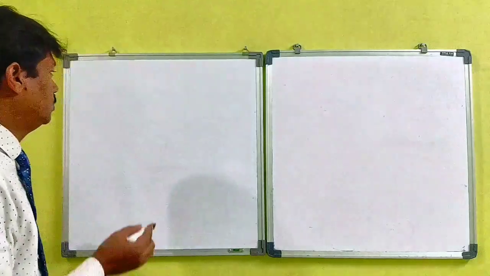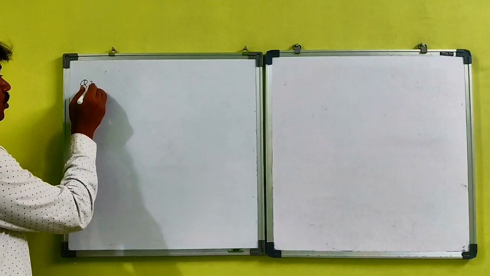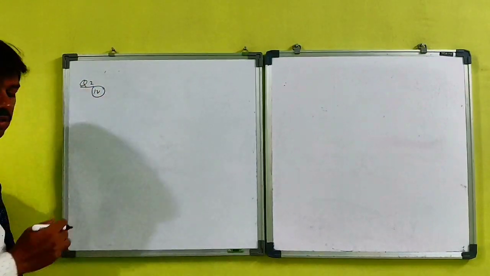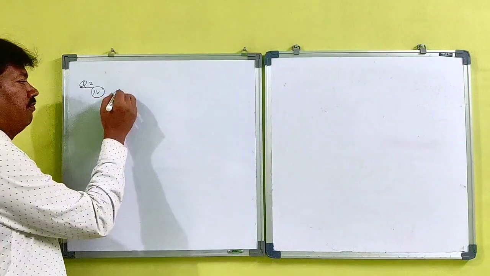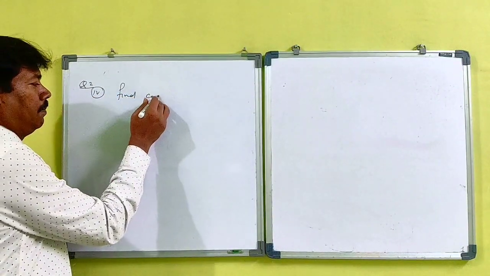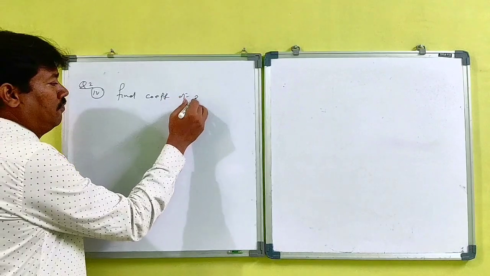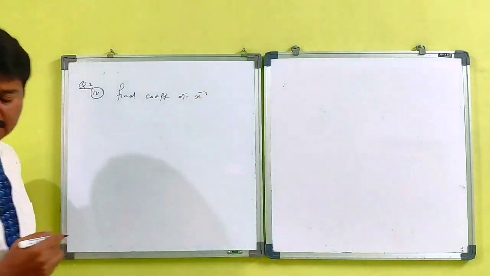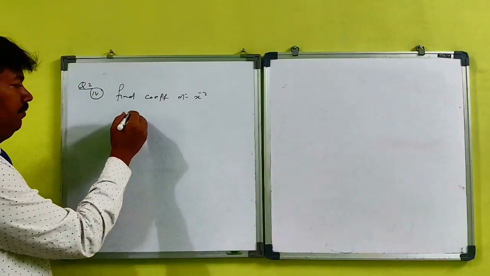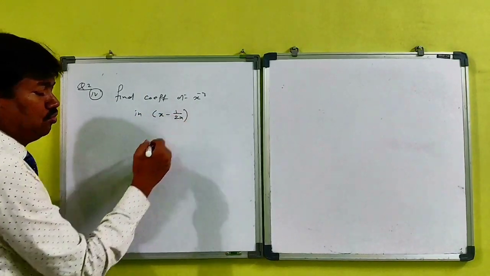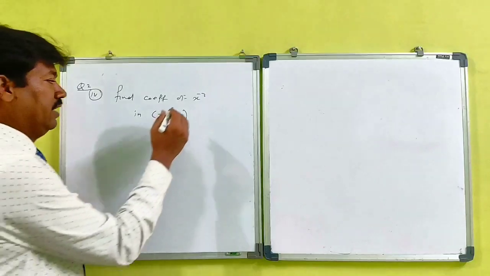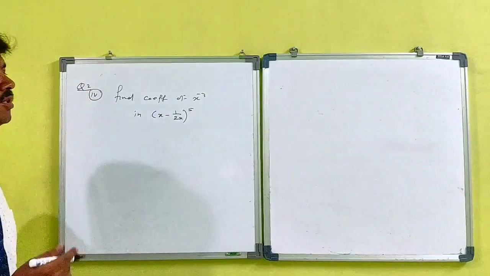The next question is question number 2, part 4. In that, you have to find the coefficient of x raised to minus 3. Find the coefficient of x raised to minus 3 in (x minus 1 upon 2x) raised to 5.